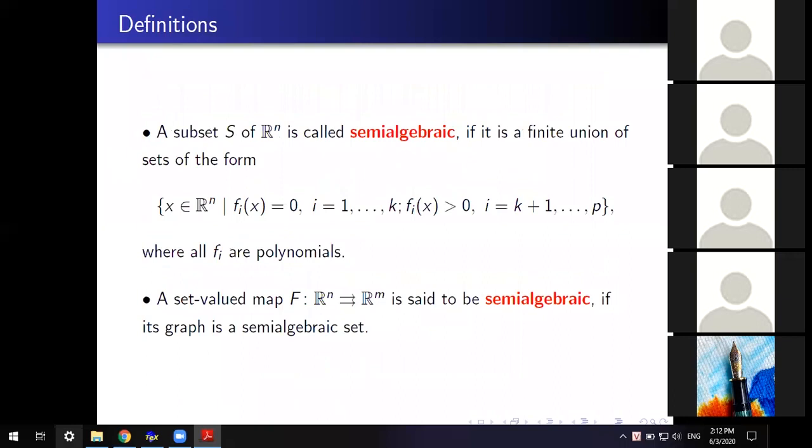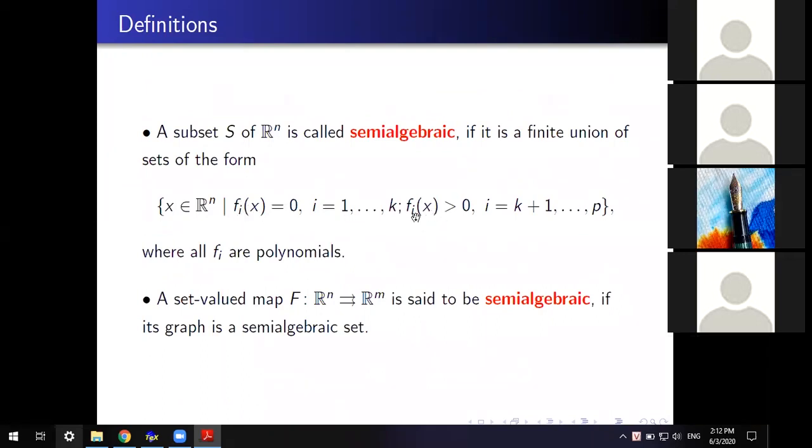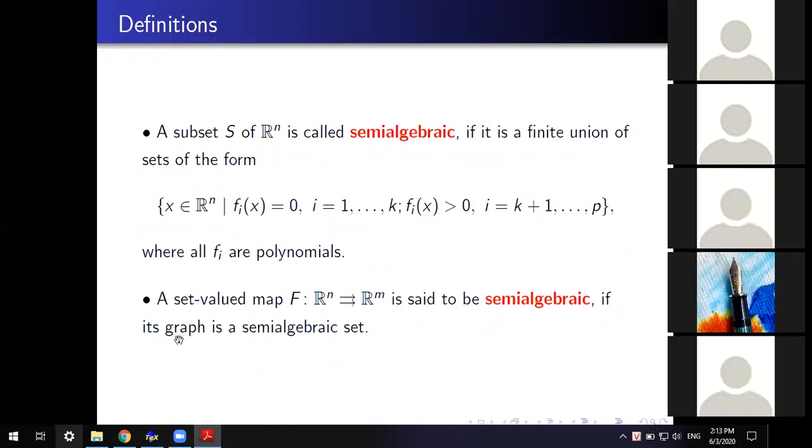I give some definitions of semi-algebraic sets and semi-algebraic maps. A subset S of R^n is called a semi-algebraic set if it is a finite union of sets of the following form, where the f_i are polynomials. So this is a finite union of sets defined by equations and inequalities, right? A set-valued map F is said to be semi-algebraic if its graph is a semi-algebraic set. So it's easy to understand the definition.